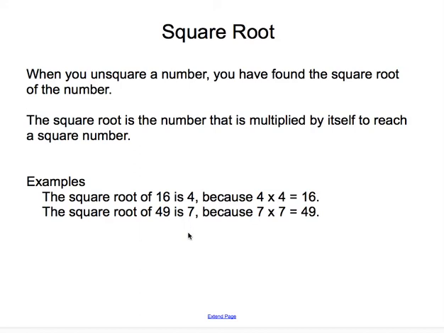So in order to find the square root, we need to be starting with a square number. For example, if we start with the square number 25, what would be the square root of 25? Right, it's 5, because 5 times 5 is 25.